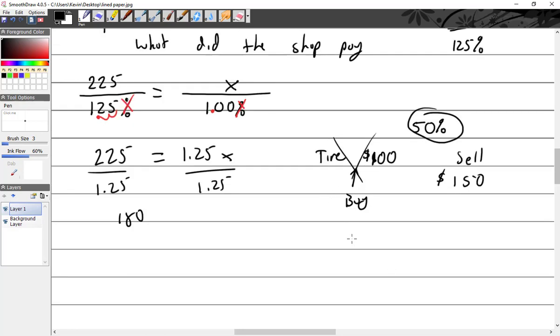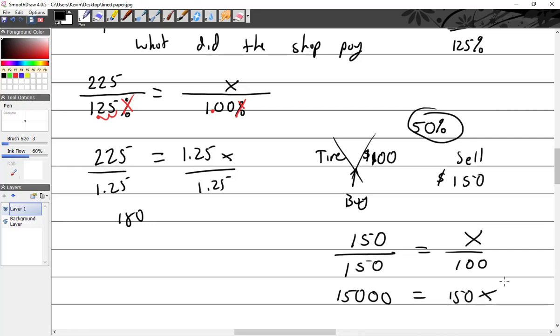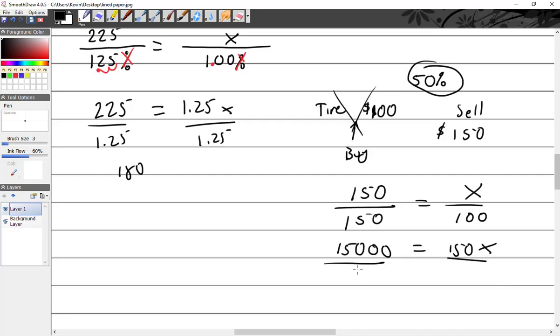We can look at the same thing over here to prove it's right. If I'm selling something for $150 with a 50% markup, that was 150%, and you want to know what I bought that tire for. 150 times 100 equals 150x. Divide both sides by 150, and x equals 100. I bought the tire for 100, which we started with.